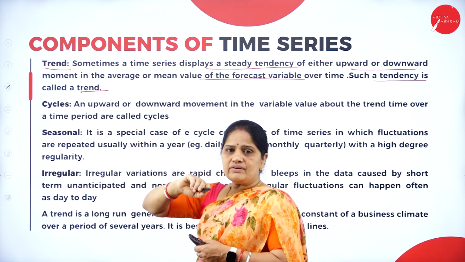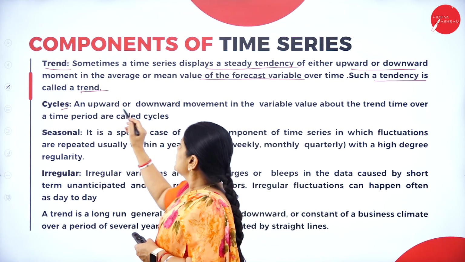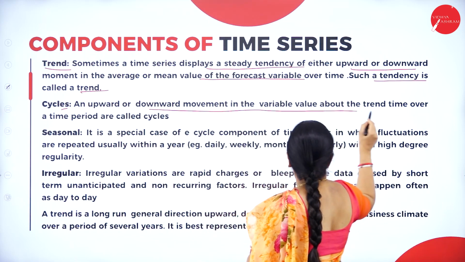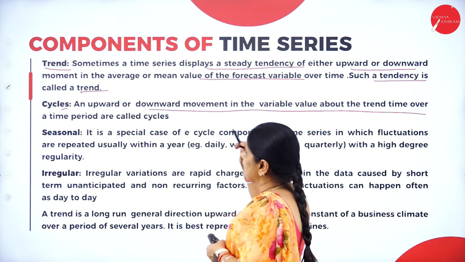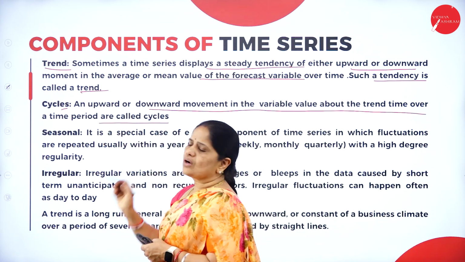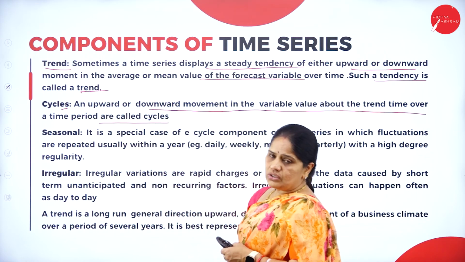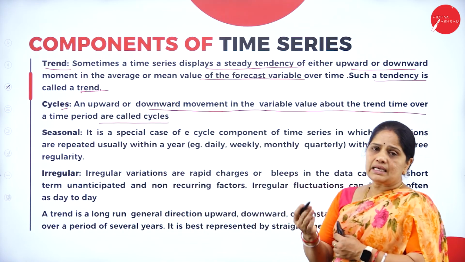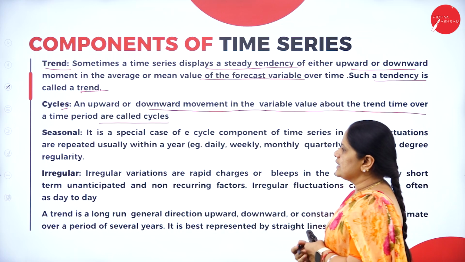Now, the second one is the cycles. So, an upward or downward movement in the variable about the trend over a time period is called as the cycles. So, there may be an upward cycle or a downward cycle.